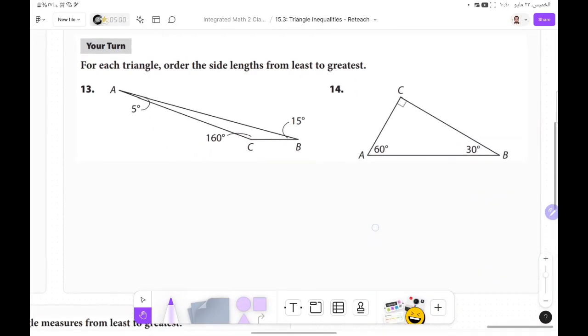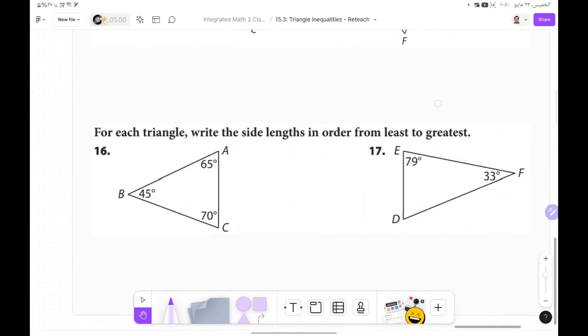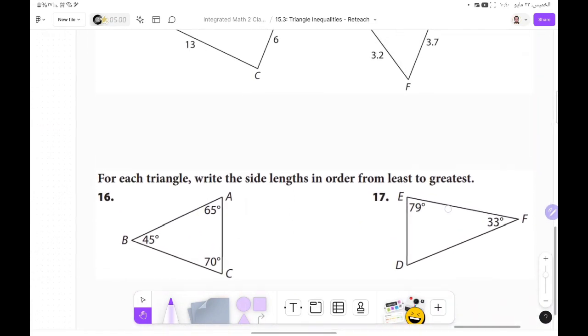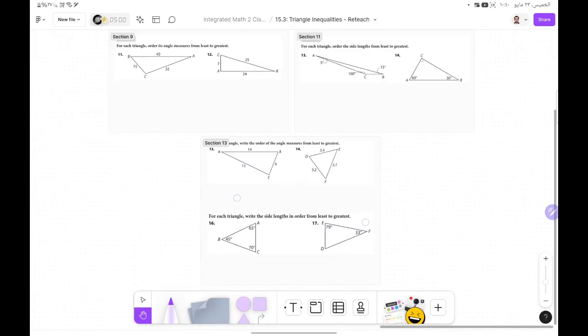Now it's your turn. Try to solve this question. If you finish them, try to solve this too. And here are also two more exercises. Try to solve all these exercises, then you will be professional in triangle inequality.